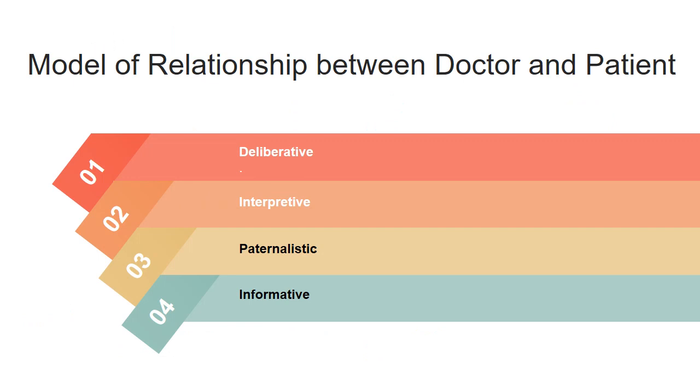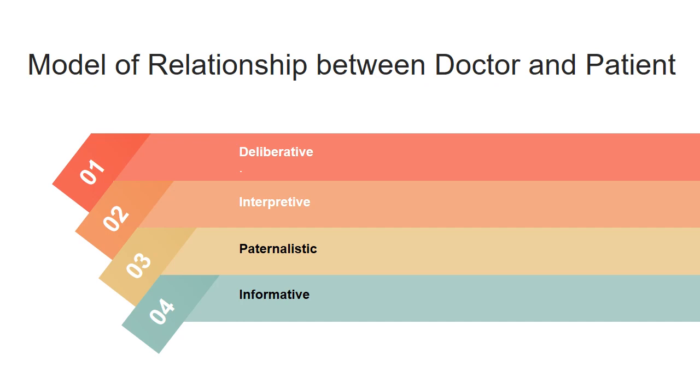Model of relation between doctor and patient. There are four models of relation between doctor and patient. The first one is deliberative. This takes the concept of doctor as a friend, so the patient can talk with the doctor casually, as a patient tells his friends about his feelings and pain.